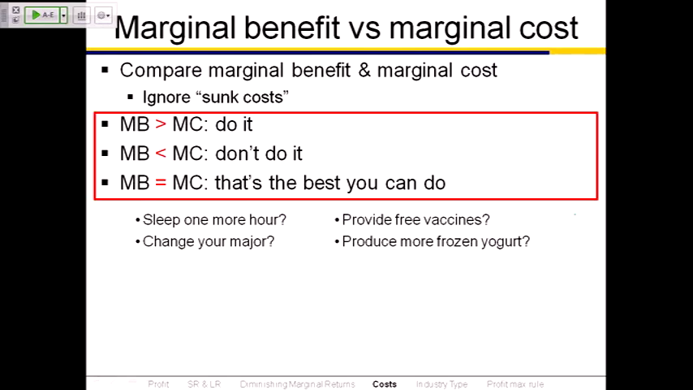Should we provide free vaccines? What's the marginal benefit? Well, the marginal benefit of providing free vaccines is you have a vaccinated population, which lowers the likelihood of communicable diseases. What's the marginal cost? There's some marginal cost of providing vaccines. We can analyze that public health question by comparing marginal benefit and marginal cost, and we can do the more boring thing of frozen yogurt.